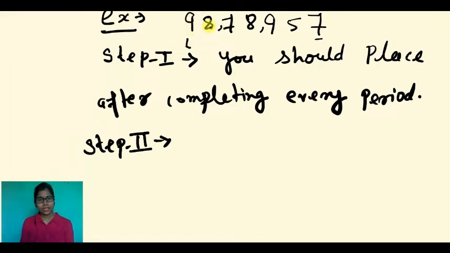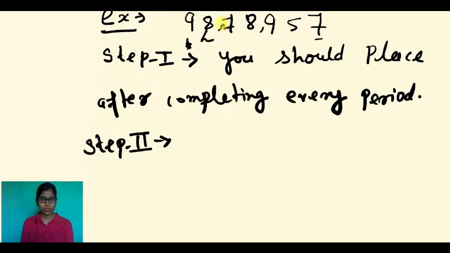This is what? 98. Don't go beyond the comma, okay students? Only in between the commas. 98, and which period is it? Lakh period. So only 98 and then write the period name: lakh. 98 lakh. Now come to the next period.